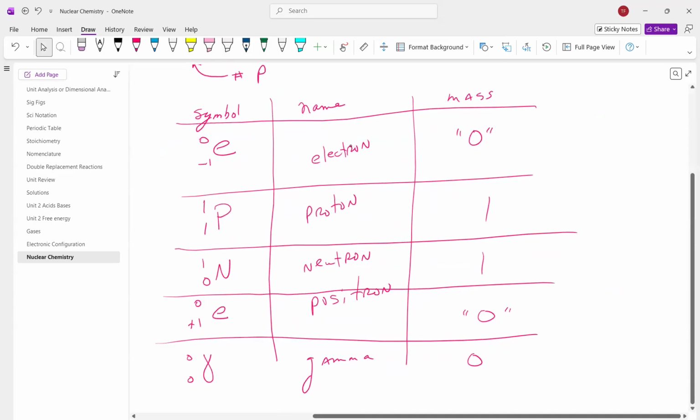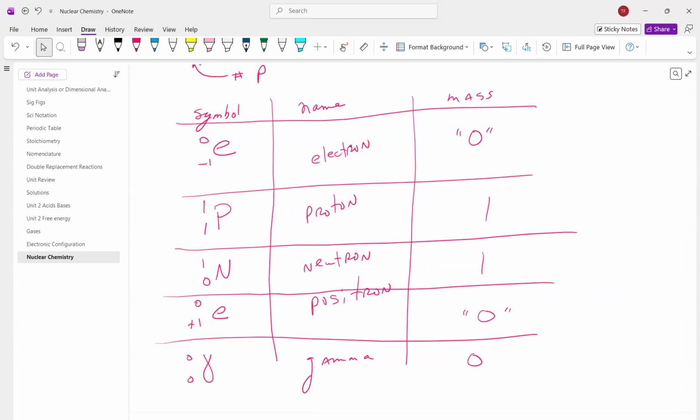So these are the 4 particles we're going to be working with, subatomic particles. Now these guys come and go for guess what reason? Same thing I've been saying all semester. For stability.